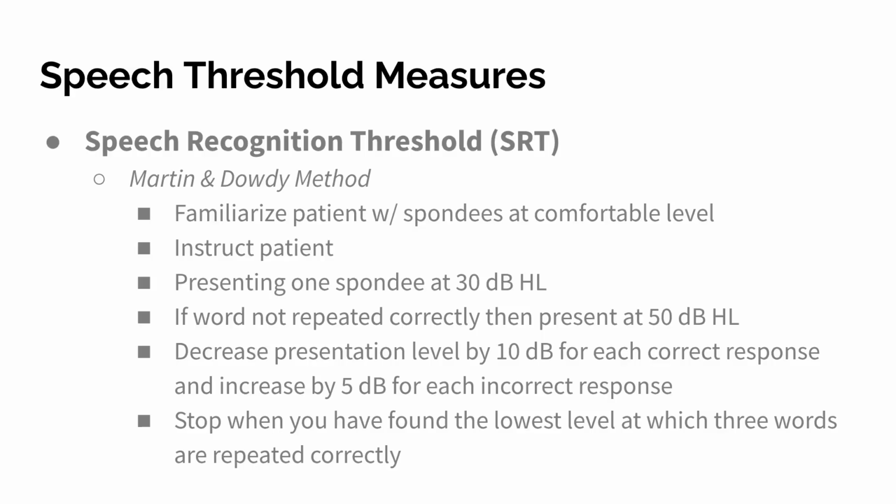You present 1 spondee at 30 dB HL. If the word is not repeated correctly, then you go up 20 dB to 50 dB HL, and then you decrease in presentation level by 10 dB for each correct response, and increase by 5 dB for each incorrect response. You stop when you have found the lowest level at which 3 words are repeated correctly. It's pretty straightforward. 3 out of 6 words is what you're shooting for. Maybe a little bit slower than the Downs-Bernard method, but a little bit more intuitive possibly because it's the bracketing up 5, down 10 procedure.